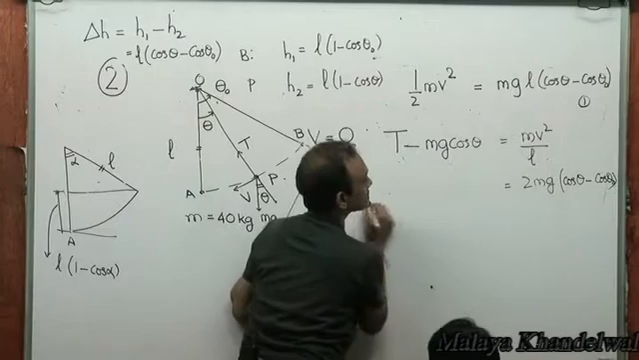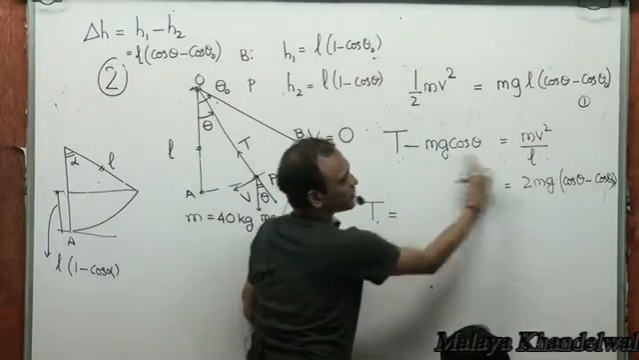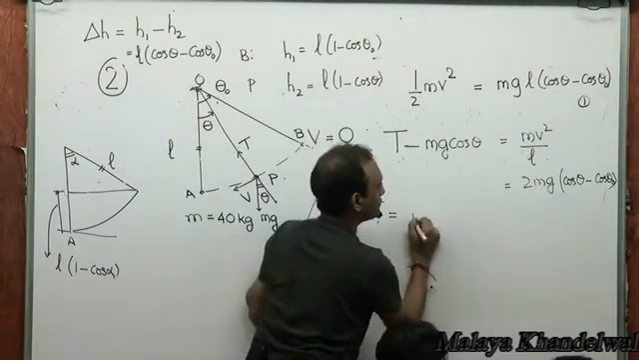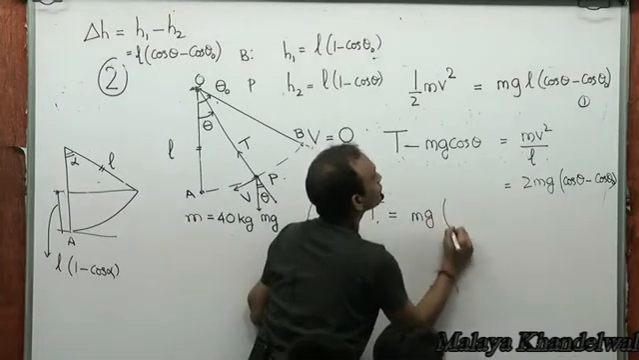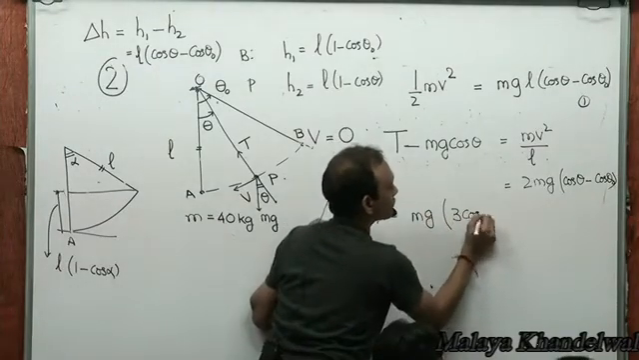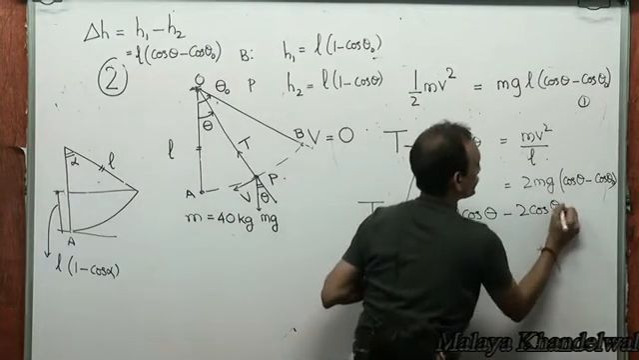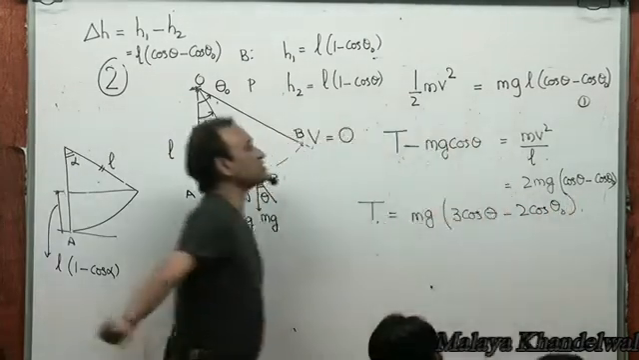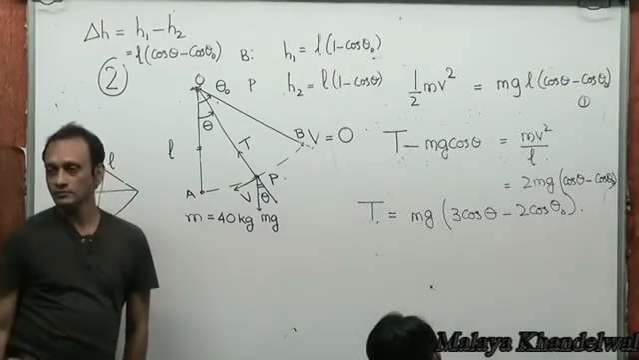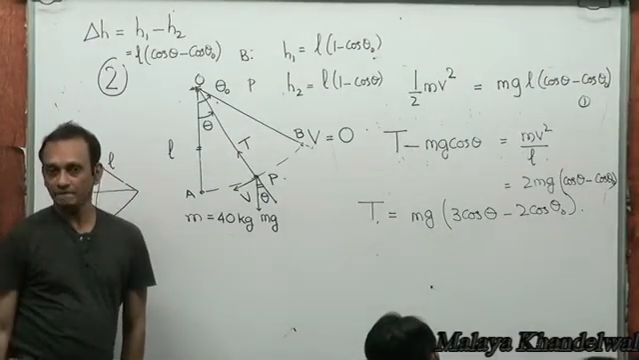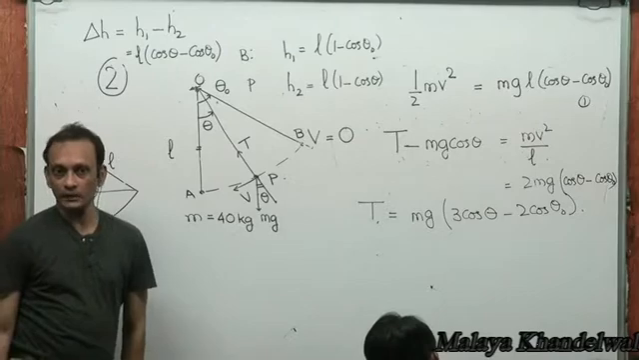T then becomes, transposing, mg into 3 cos theta minus 2 cos theta naught. That's tension as a function of theta, right? Clear?